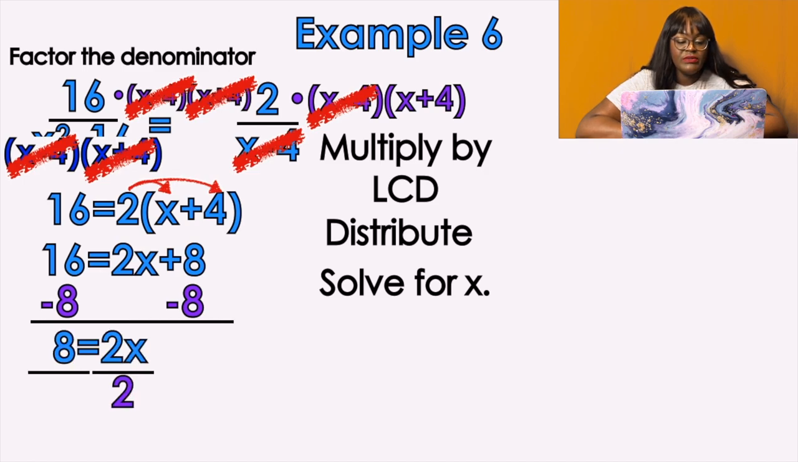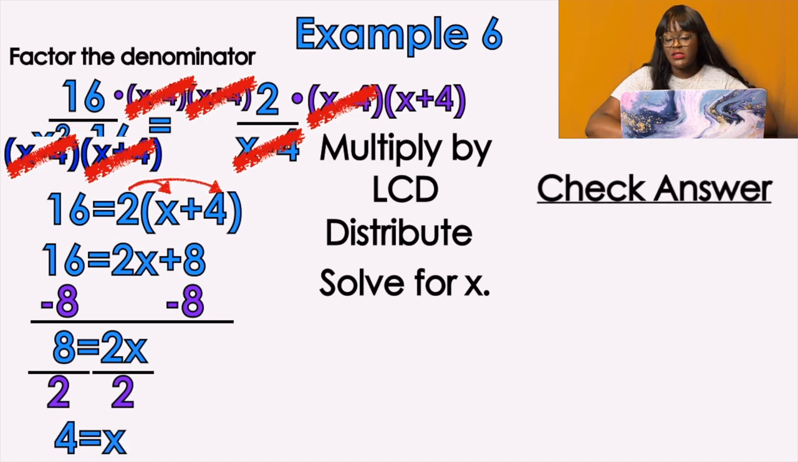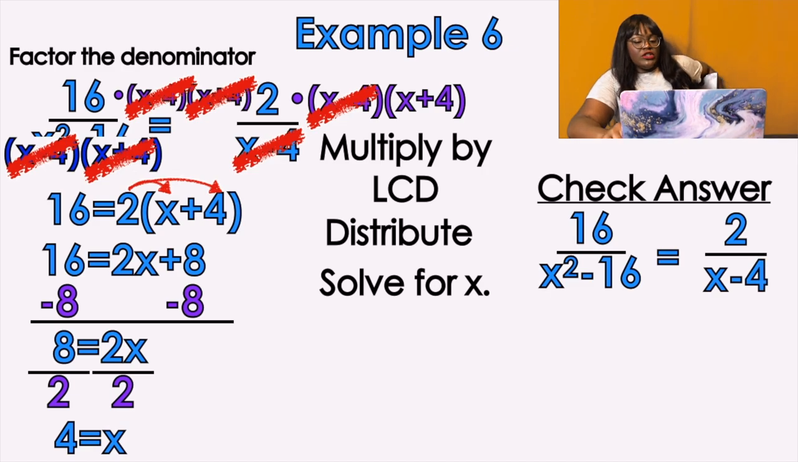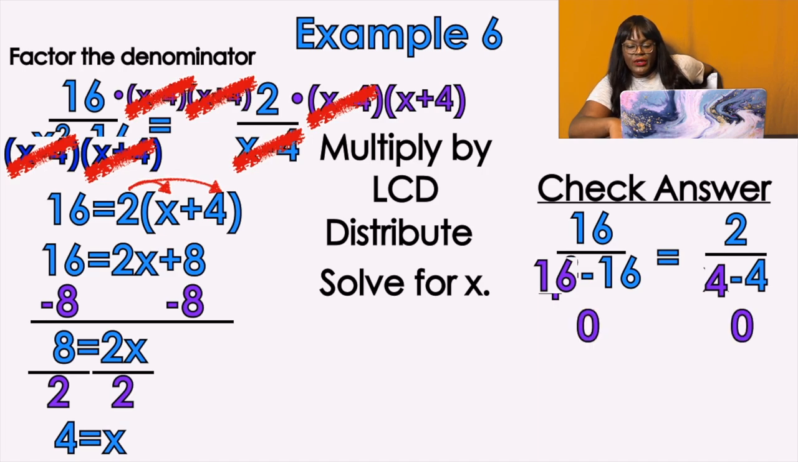Divide by 2. I don't feel like I need to narrate this whole thing. Let's check my answer in the original problem. x is 4. What's 4 squared? 16. What's 16 minus 16? 0. What's 4 minus 4? 0. Is that allowed? So the one answer that you got doesn't work.